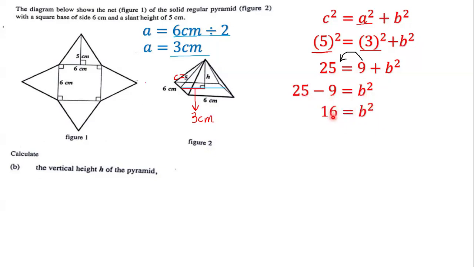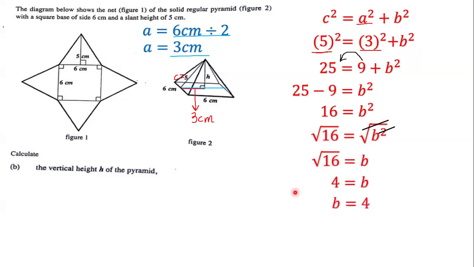And so what we're going to do is take the square root of both sides, the square root of 16, the square root of b squared. We cancel out the square root with the square. And so we get that b is equal to the square root of 16. And so we have that b is equal to 4. And so b is equal to 4 right here.